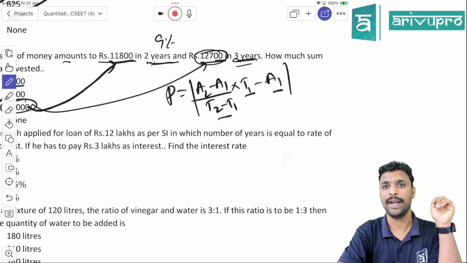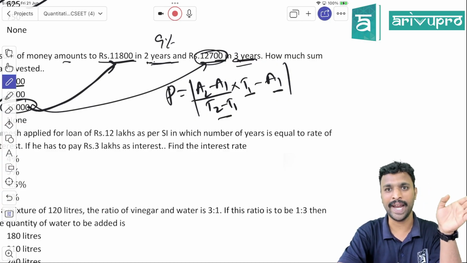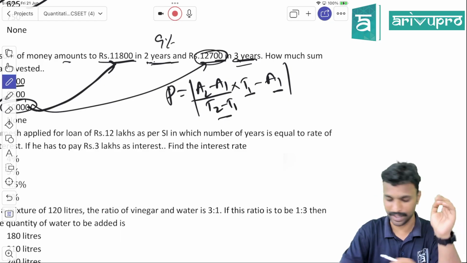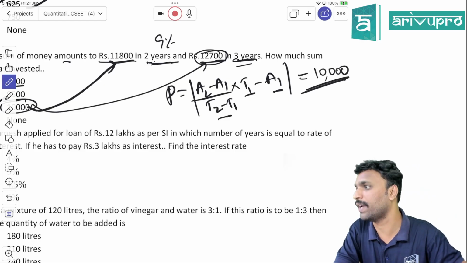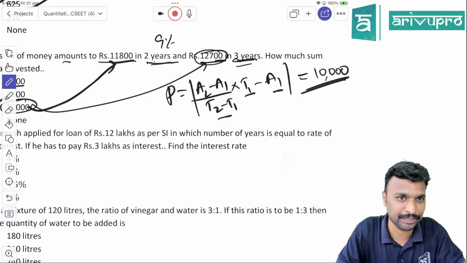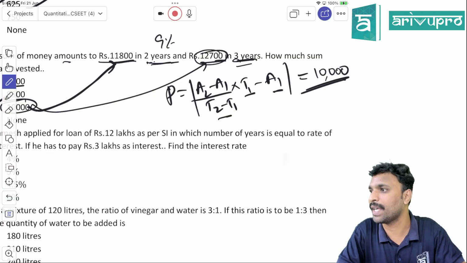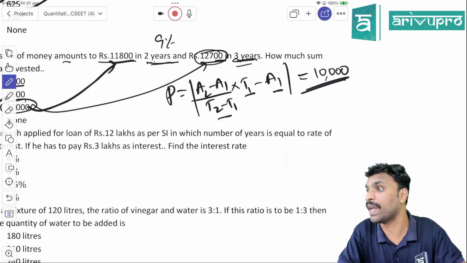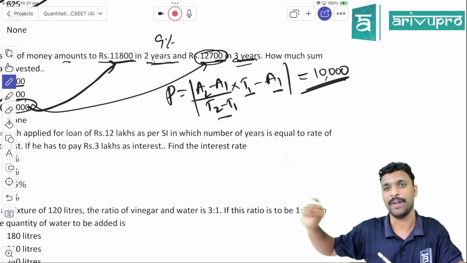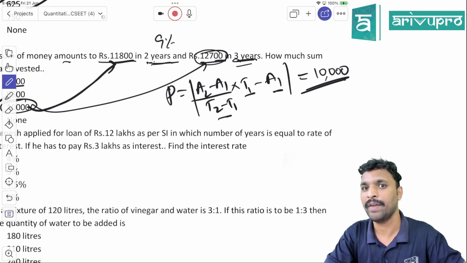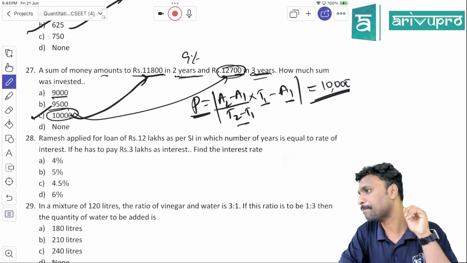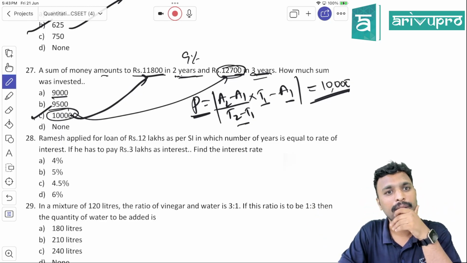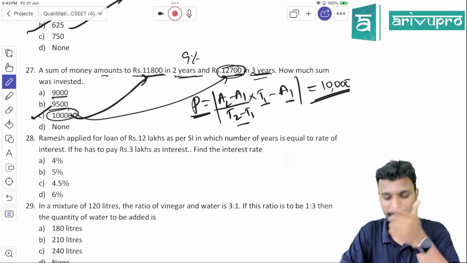Minus A1, 11,800. 1,800 minus 11,800 is minus 10,000. Modulus of that is 10,000. You get the answer straight away without having to hit the options. Use A2 minus A1 by T2 minus T1 into T1 minus A1. Whenever you are given two amounts in rupees and two time durations, and the rate of interest is not specified, when they ask us to find the principal, you can do it like this. Everyone, take this for your reference.